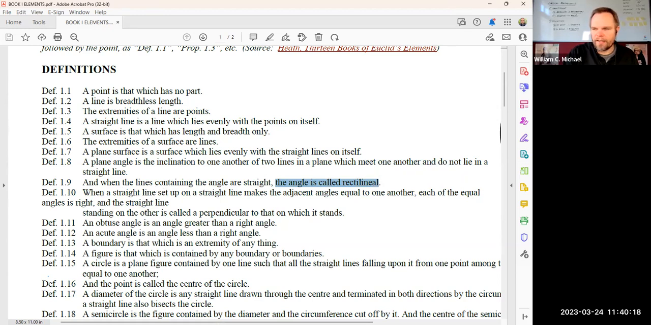All right, definition 10: when a straight line set up on a straight line makes the adjacent angles equal to one another, each of the angles is right, and the straight line standing on the other is called perpendicular. So let's talk about what this means.